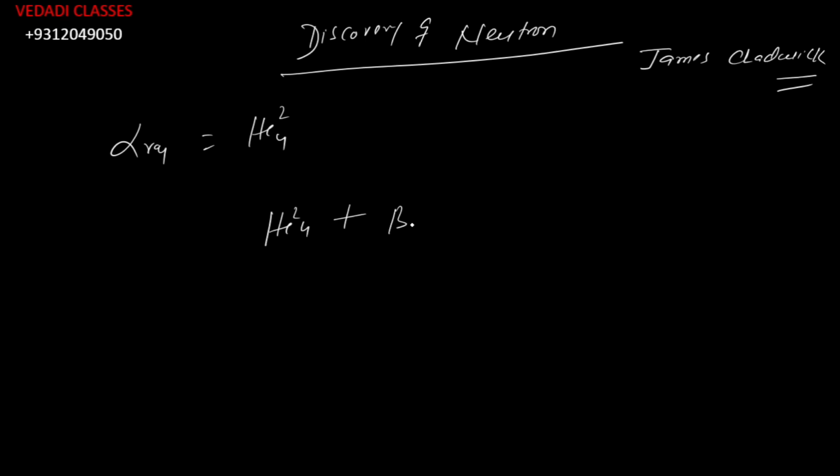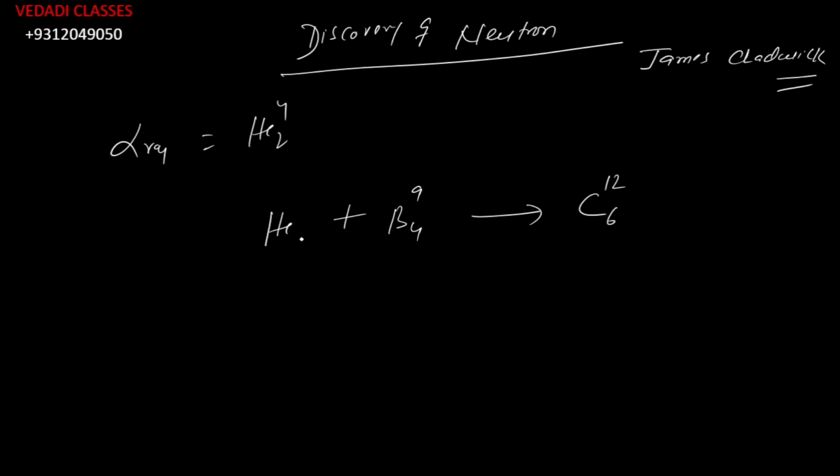Beryllium has atomic number 4, mass 9. So it gives carbon 12, 6, 12. Now have a look at the helium: sorry, I wrote it wrongly over here. It's 2, 4. Just keep in mind.